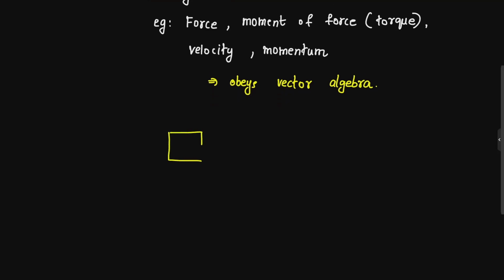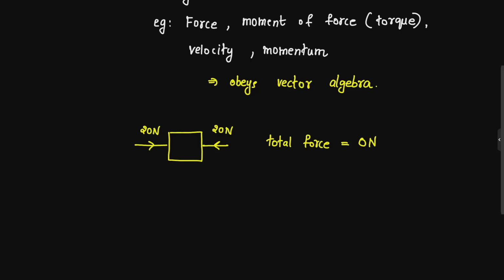In this block you applied a force of 20 Newton. Then you applied another force of 20 Newton. And now I am asking you what is the total force acting on this body. You will say it will be 0 Newton.